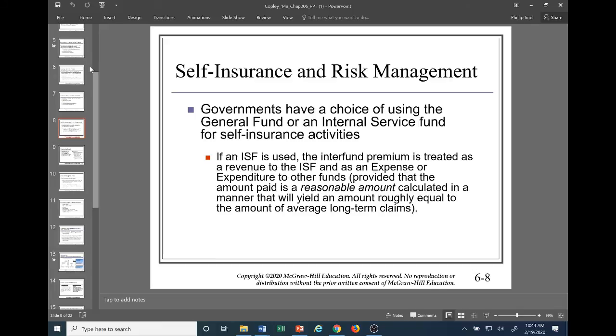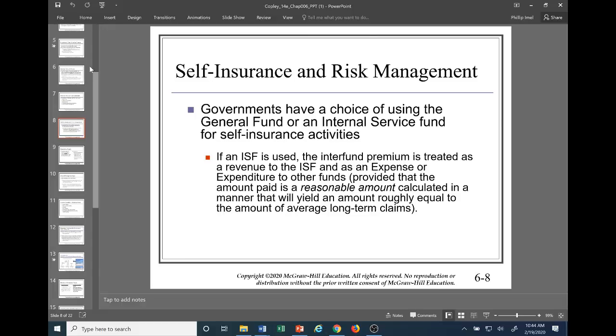If an ISF, or internal service fund, is chosen to be used, then the interfund premium is treated as a revenue to the internal service fund and as an expense or an expenditure to the other funds, provided that the amount paid is a reasonable amount calculated in a manner that will yield an amount roughly equal to the amount of the average long-term claims. Okay, so obviously we know insurance, we're dealing with claims, people being injured and stuff. And so pretty much if they use the internal service fund, obviously they're going to be shooting those premiums between funds.